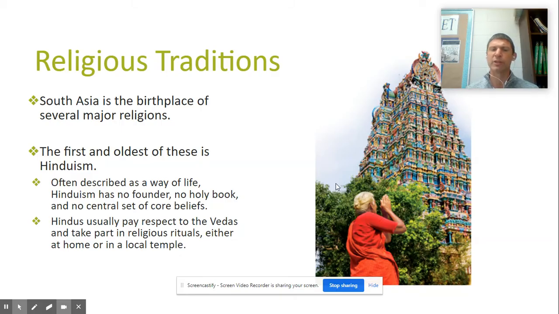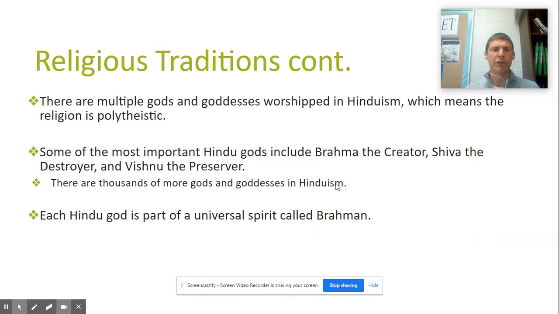So Hinduism is interesting because it doesn't really have one chief religious leader or just one religious text. And there's no central temple. There are multiple gods and goddesses in Hinduism. We'll look at some of those in class, and that's what makes it a polytheistic religion. Poly meaning many, and theistic meaning gods. Some of them are Brahma, who is the creator. Shiva is the destroyer, so like a protector of things. There's Vishnu.